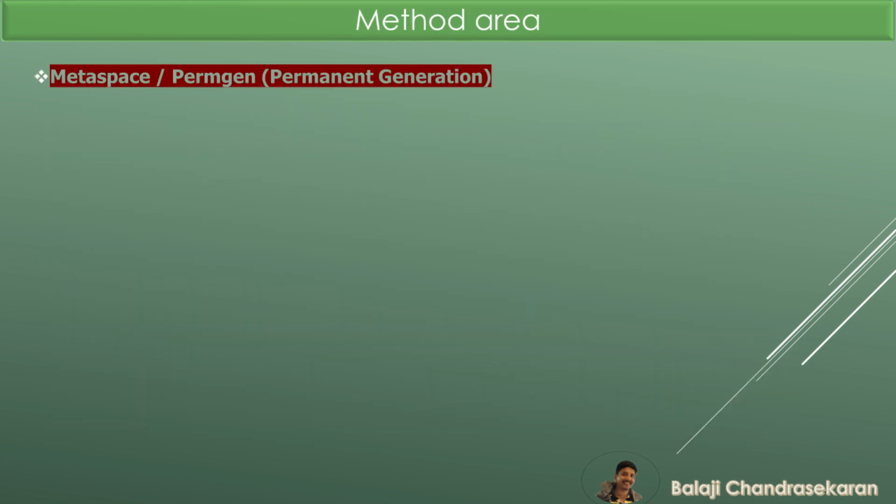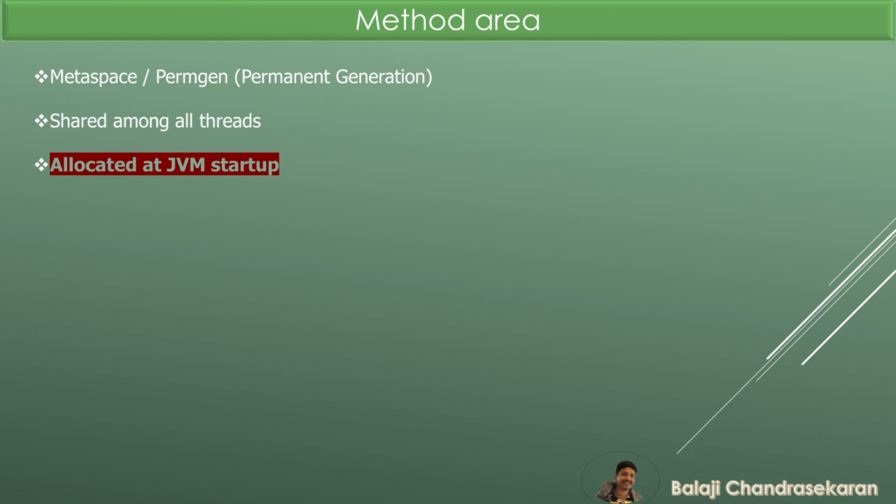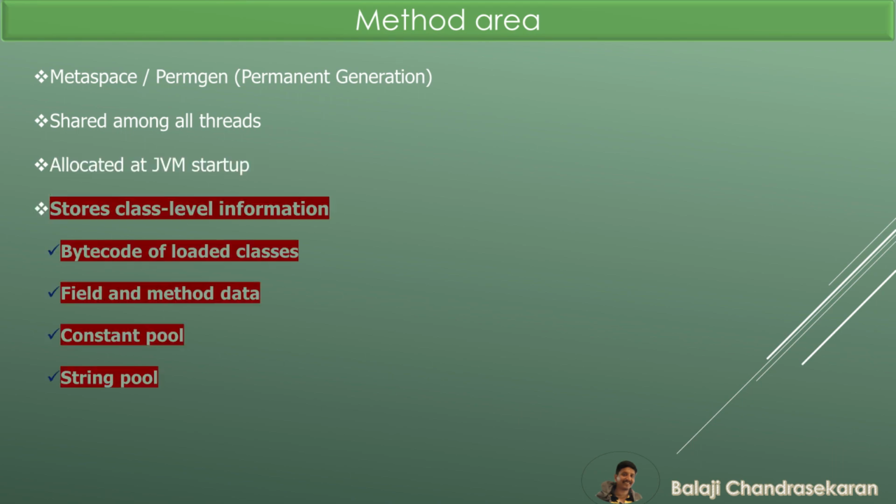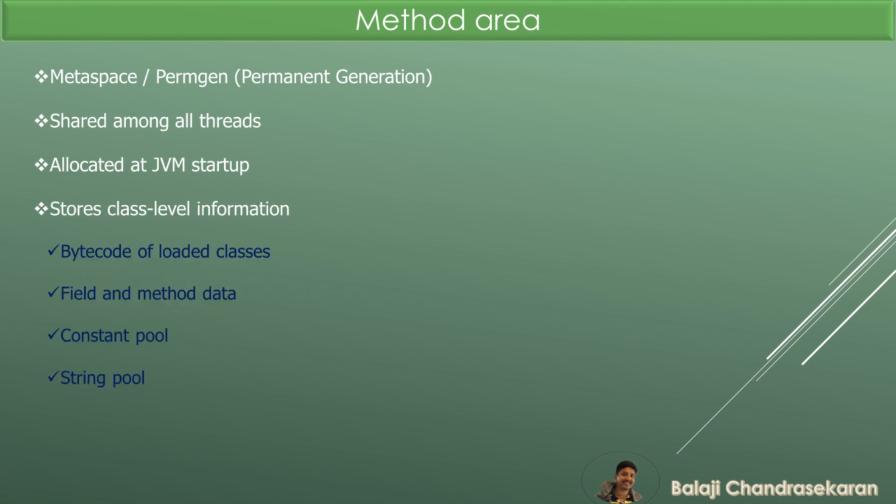The method area, also known as the metaspace in newer versions of Java starting from Java 8, replacing the permanent generation, PermGen, is a part of the JVM memory. It is shared among all threads and is typically allocated at JVM startup. It stores class-level information, including the bytecode of loaded classes, field and method data, constant pool, string pool, and other reflective information. The string pool in Java is a special area of memory that stores string literals. It is a part of the JVM's method area.